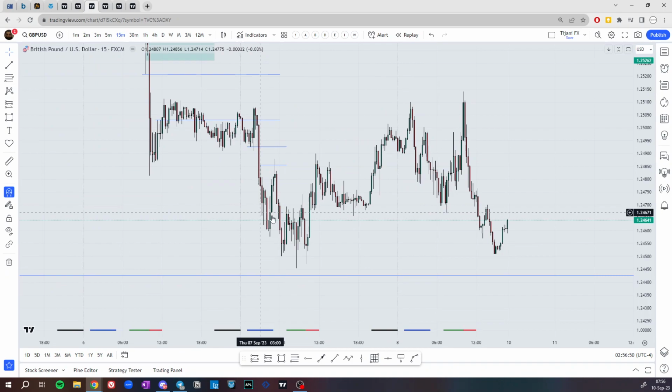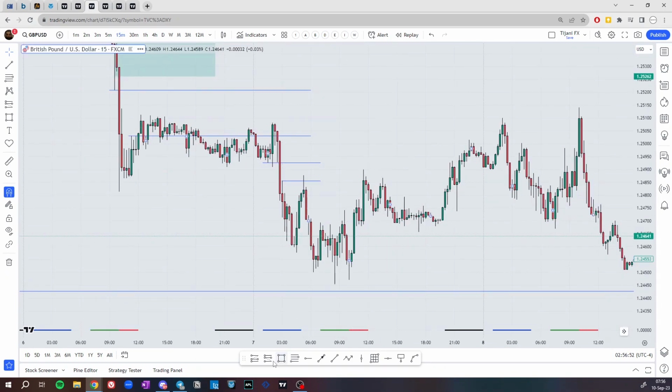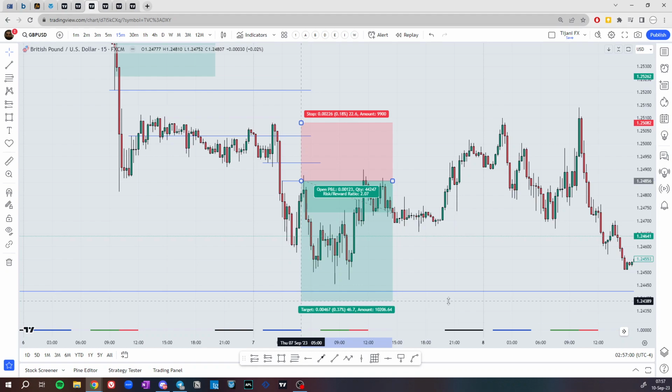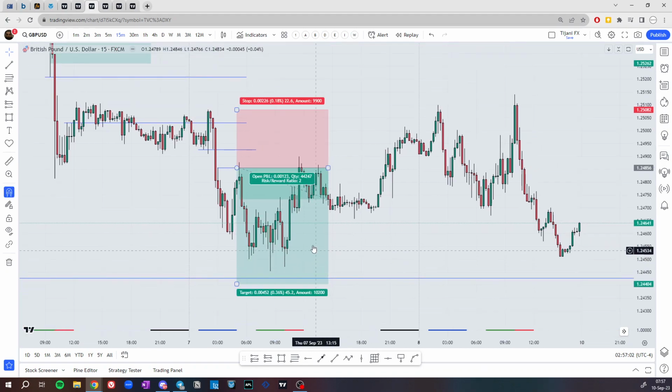On the 15-minute time frame, we see at this entry, I could enter here, stop loss above this high, and I would be waiting for 122. For me, price was so close to 122.